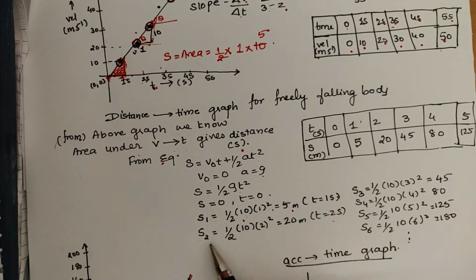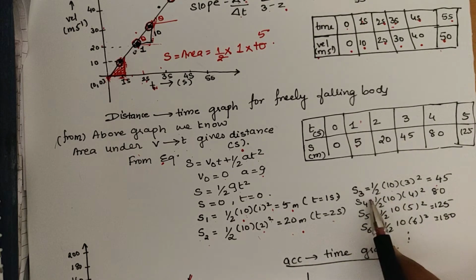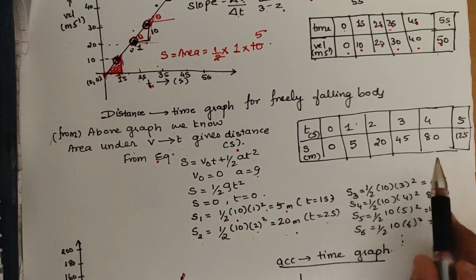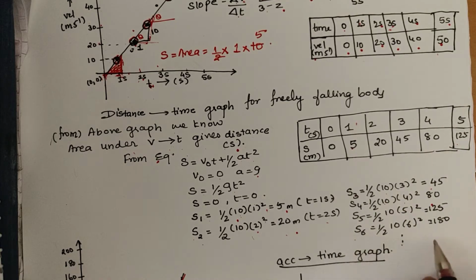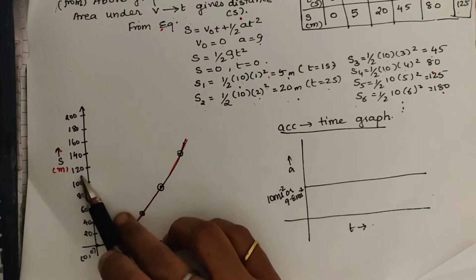What is S2? S2 is equal to half, g is 10, t becomes 2 seconds, so 2 square, so it becomes 20. For 3, half 10, 3 square, it becomes 45. Half 10 for the 4 square, it becomes 80. Fine. So for the fifth second it is 125. If you need to find it for the sixth second, it is 180.